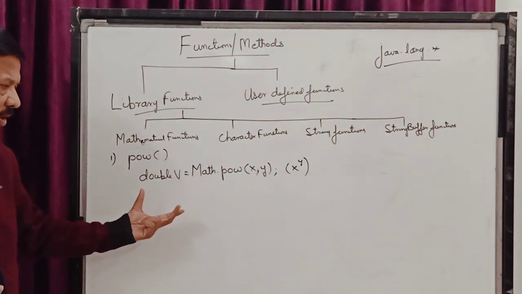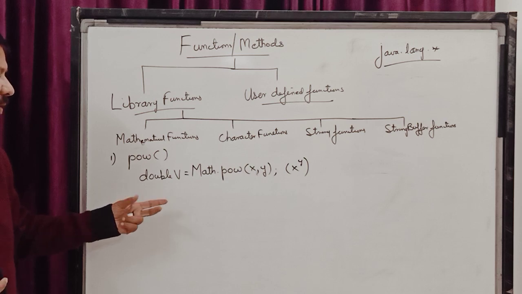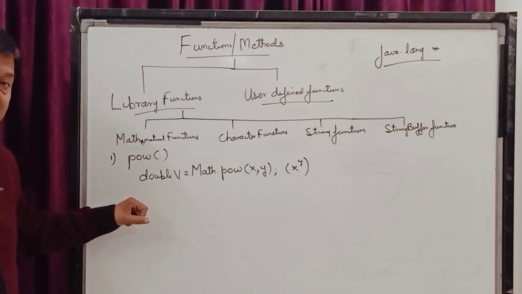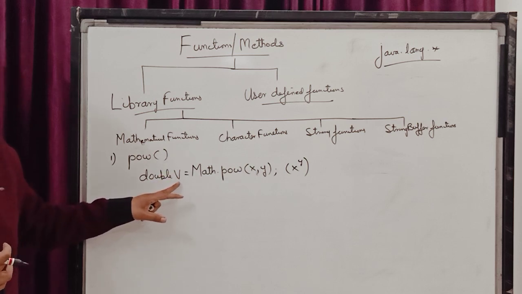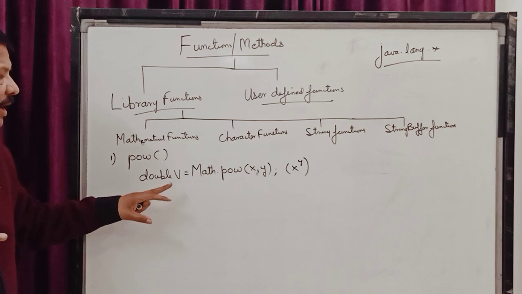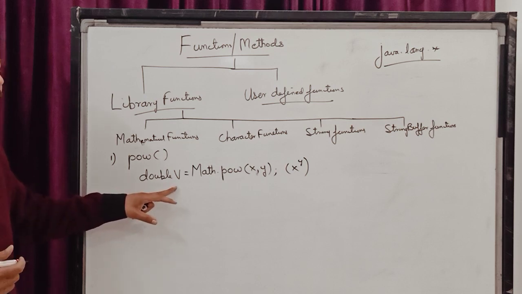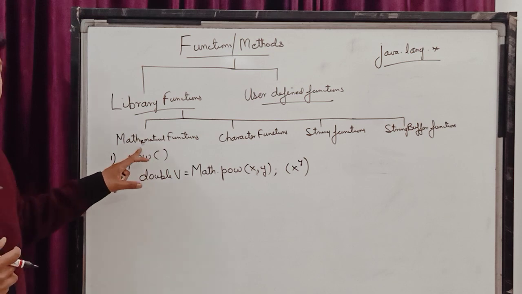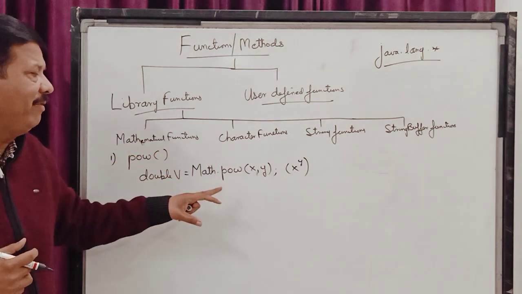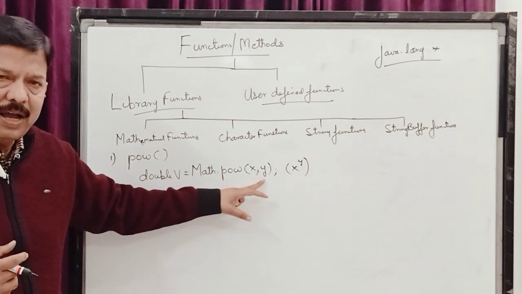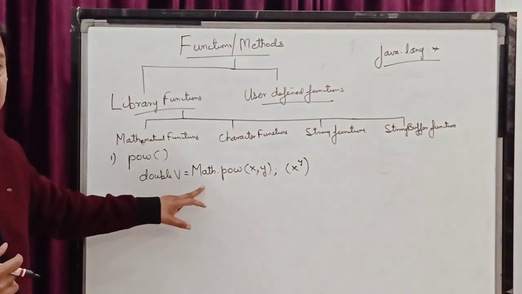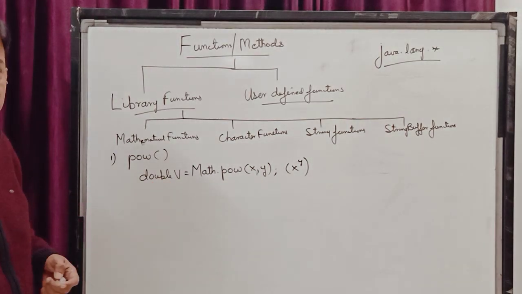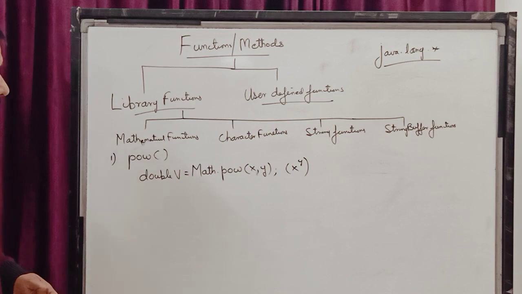So children, one more important thing is that this function is returning us a value, and that value returned is of type double. I have already done these functions in the previous video, so we'll just do the revision of this. So children, I say that pow is a mathematical function which is calculating the value of x raised to the power of y, and this function returns a double value.